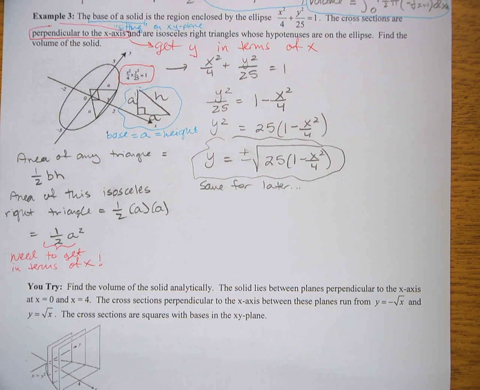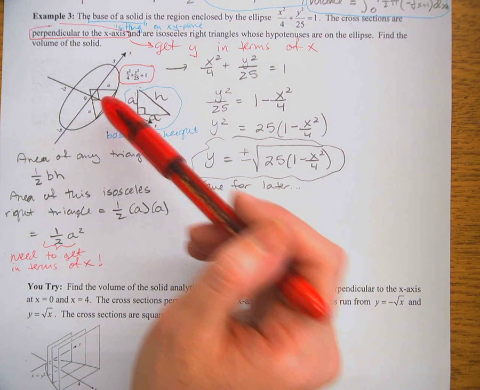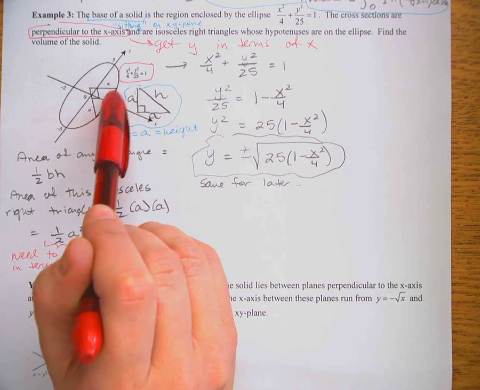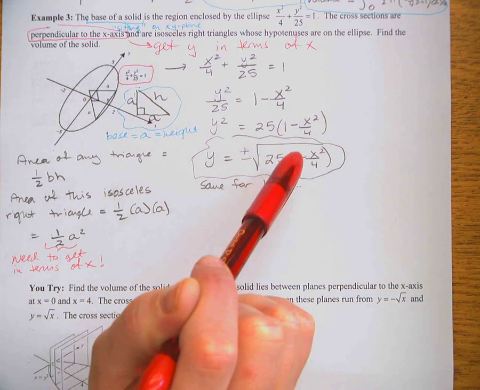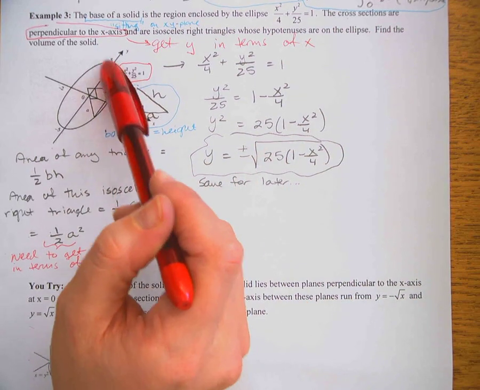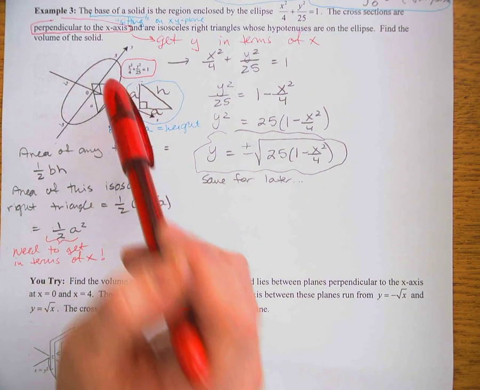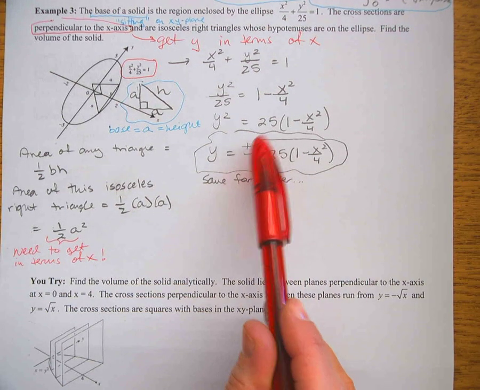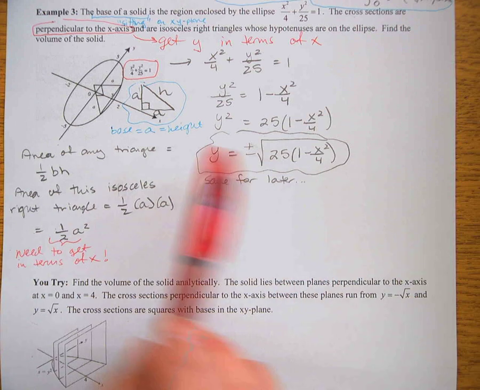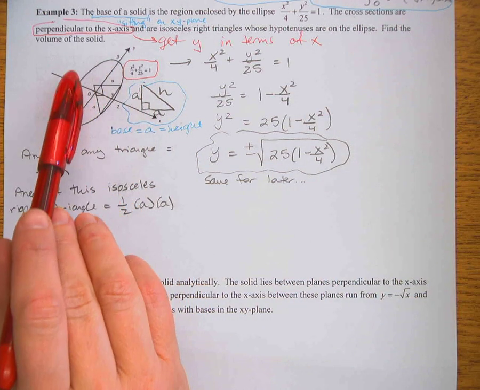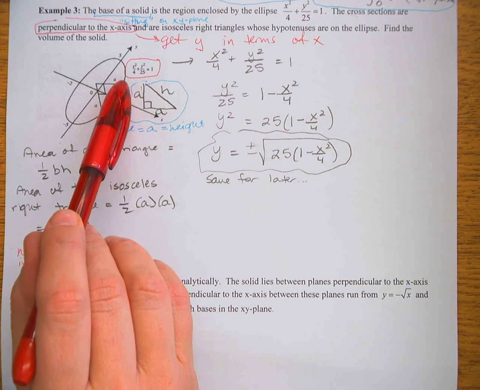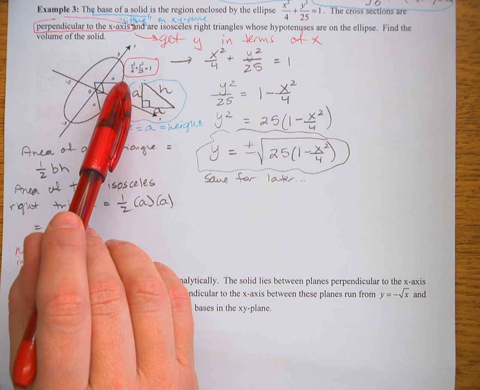So let's think very carefully about this picture. Notice, first of all, the hypotenuse is split in half. Half of the hypotenuse is limited to this expression, because if you solve for y, let's just look at the top half of the ellipse. The top half of the ellipse would be the positive square root of 25 times the quantity 1 minus x squared over 4. That is the equation for the top half of the ellipse. And so half of the hypotenuse is limited by that equation. It can only go as high as the ellipse goes.